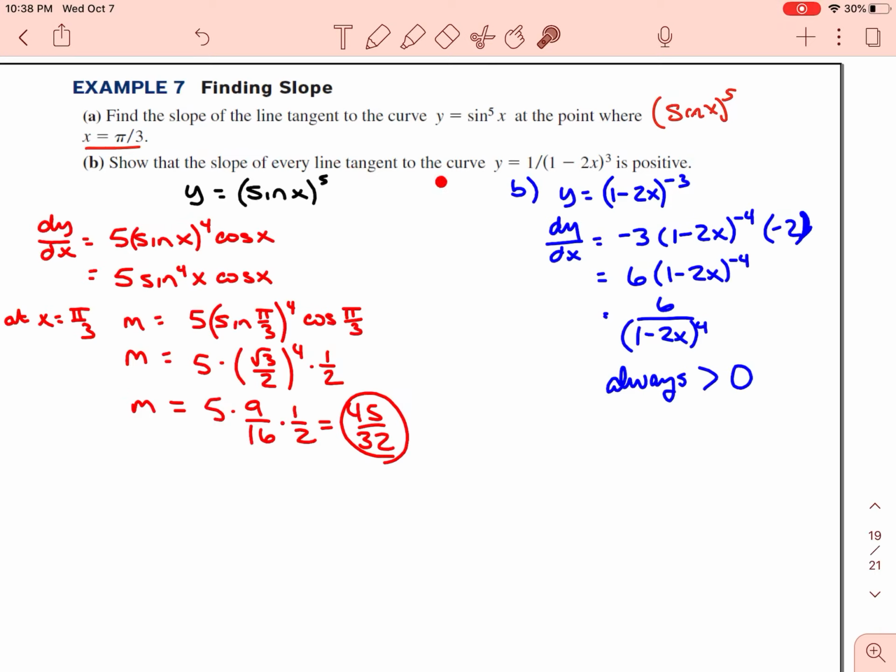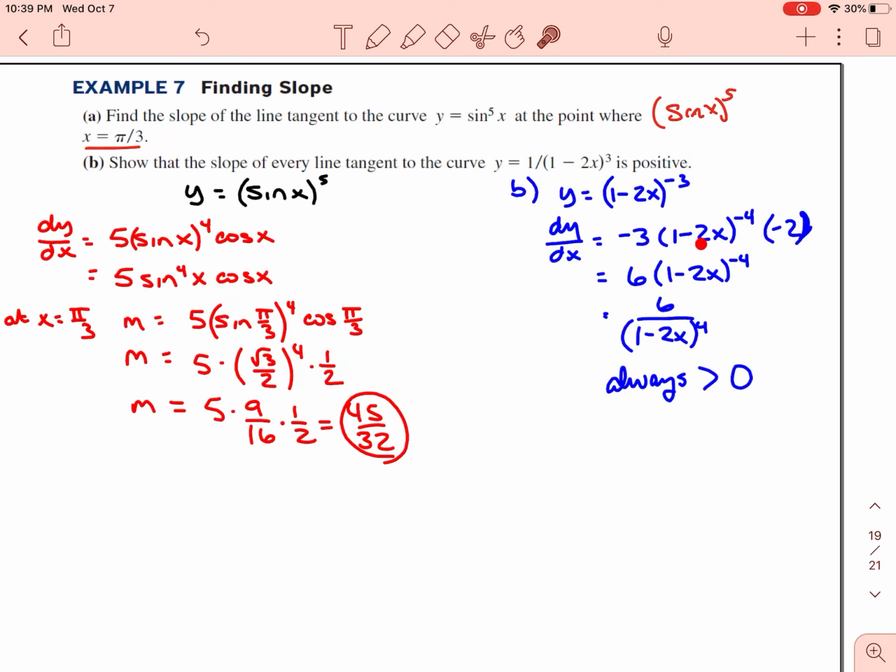Part B says you're supposed to show that the slope of every line tangent to the curve y equals 1 over (1 minus 2x) cubed is positive. So we look at our function. We rewrite this as (1 minus 2x) to the negative 3 power, so we don't have to deal with the quotient rule or anything like that. The power rule now, it's negative 3 times the quantity to the negative 4. Remember, when you subtract 1 from negative 3, you get negative 4.